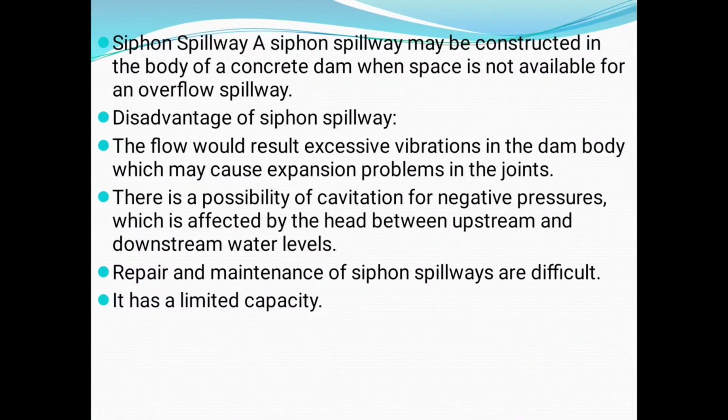Next one, siphon spillway. A siphon spillway may be constructed in the body of a concrete dam when space is not available for an overflow spillway. The disadvantages of the siphon spillway are that the flow would result in excessive vibration in the dam body, which may cause expansion problems in the joints. There is a possibility of cavitation from negative pressures, which is affected by the head between upstream and downstream water levels. Repair and maintenance of siphon spillway are difficult. It has a limited capacity.